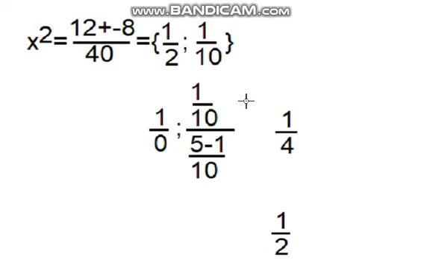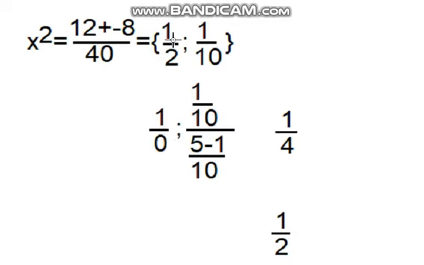1 over 2 is in the solution. Then I will show why. If x squared is 1 over 10, 1 over 10 over 5 minus 1 over 10 is 1 over 4. Yes, it is 1 over 4, and taking the square root of this to get x over y, we'll get 1 over 2. Y is here 1 over 0. It is in the solution, yes, dividing by 0.